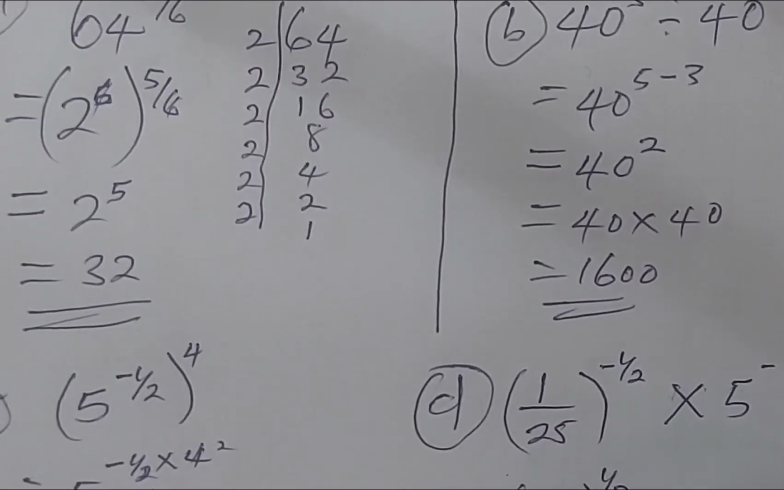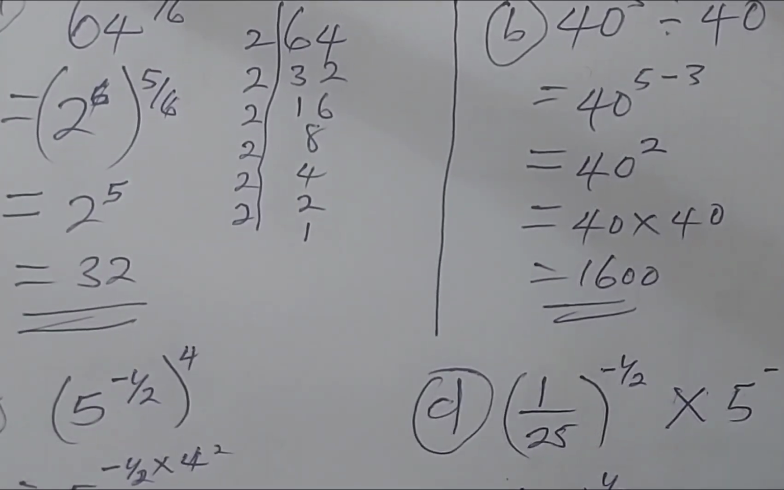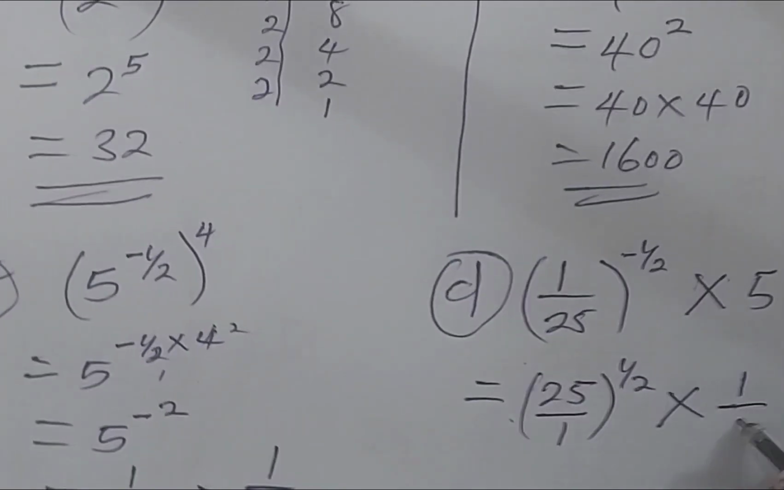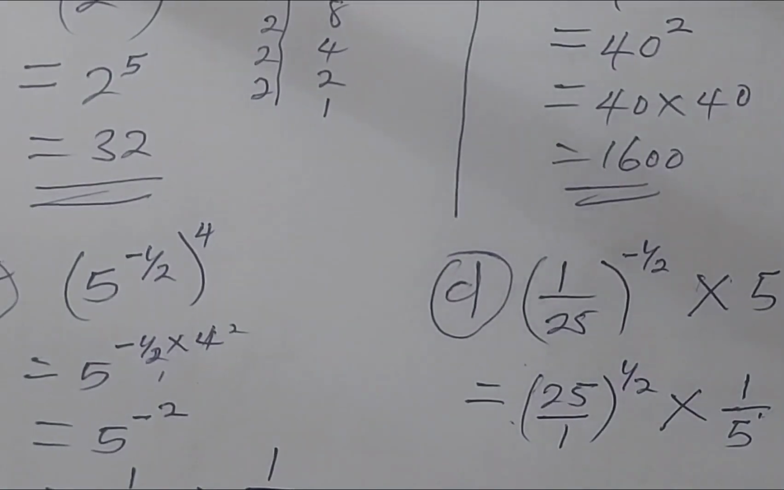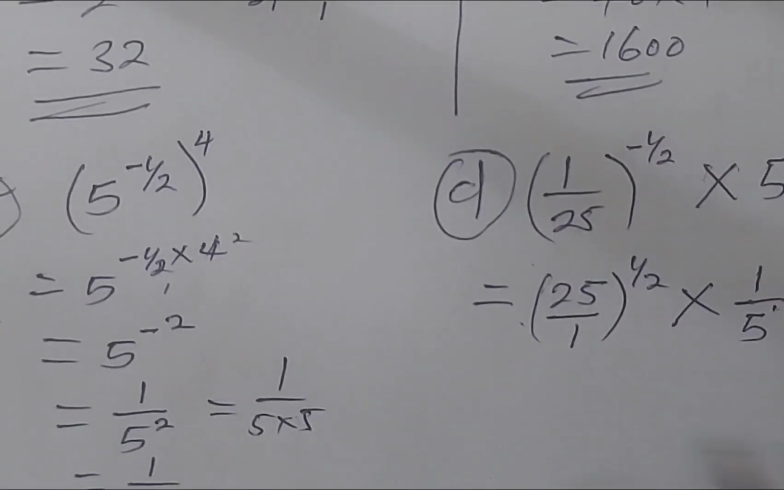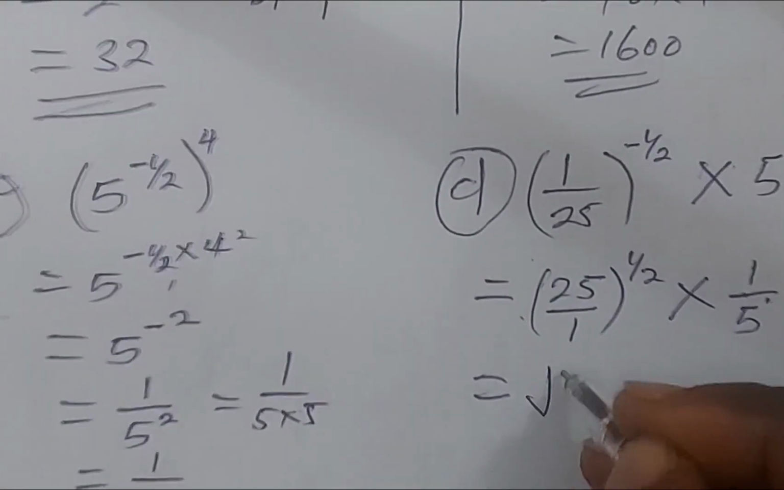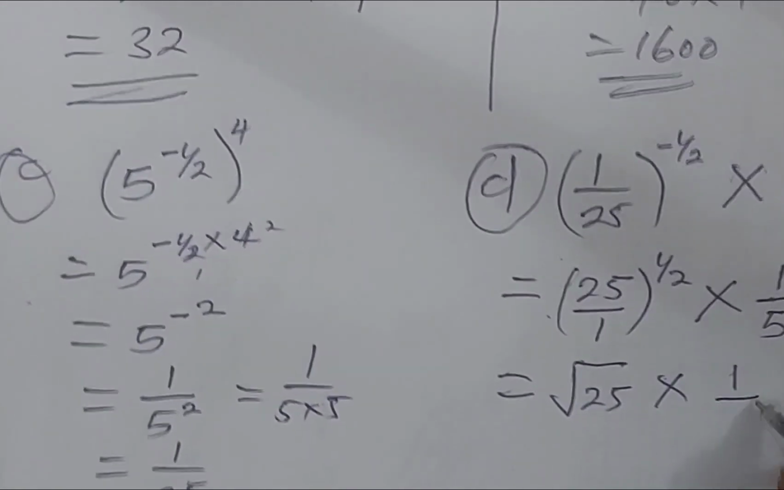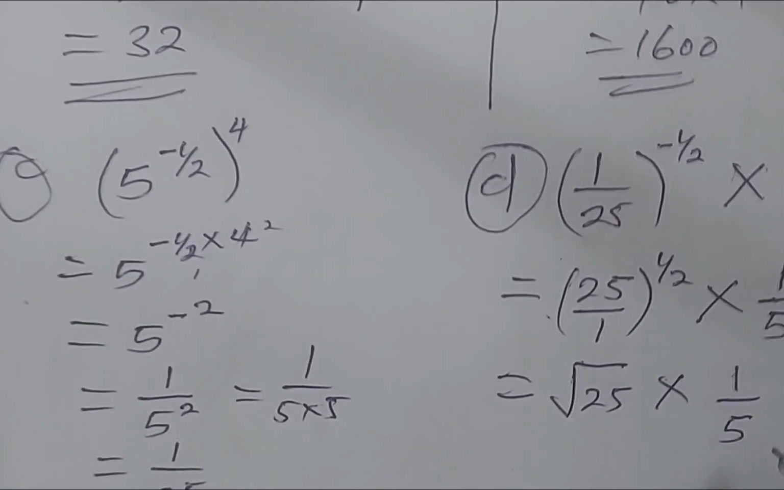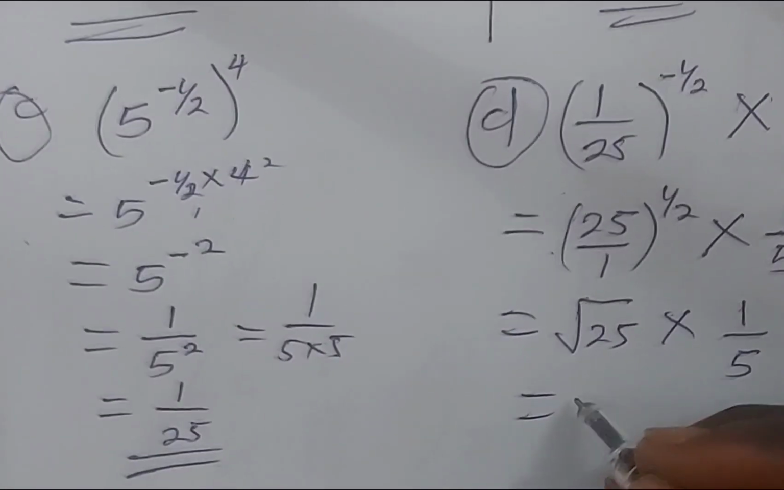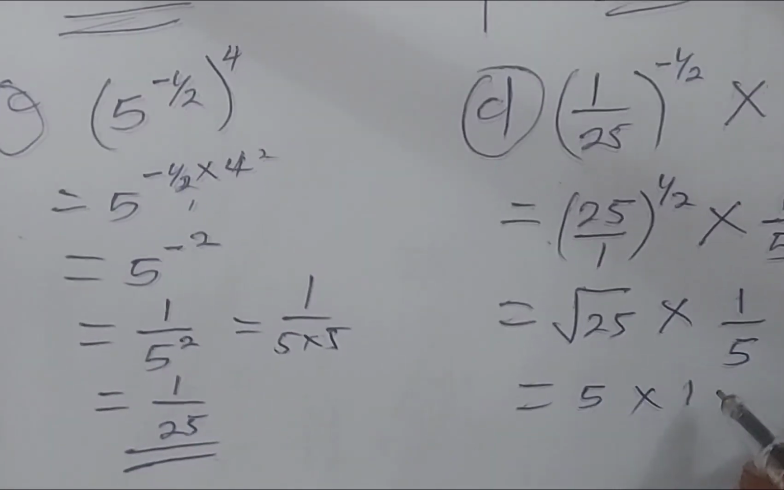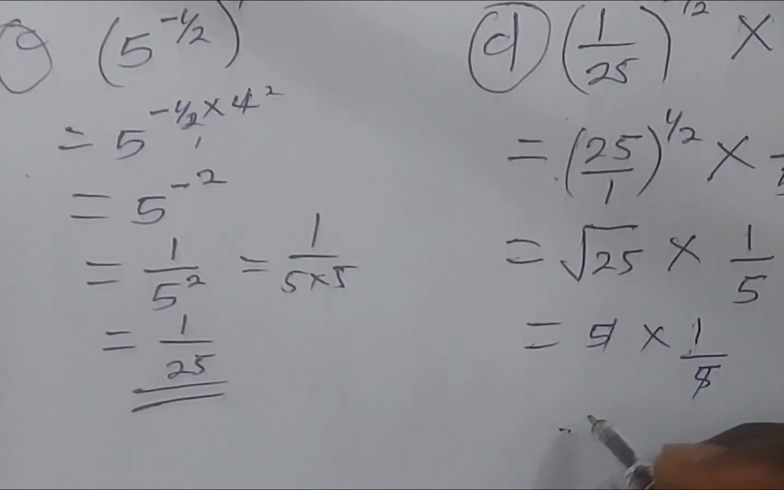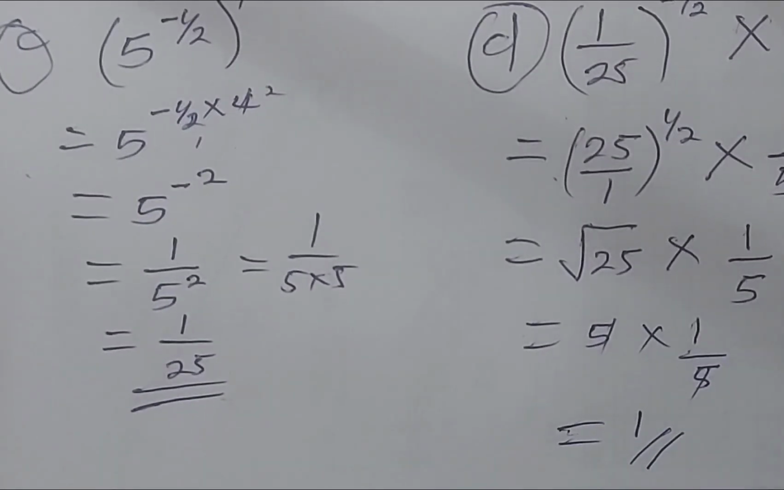Then the minus disappears, times this one, 5 raised to the power of minus 1, will be 1 all over 5 raised to the power of 1, which is still the same thing. Then you go further to apply normal mathematics: the square root of 25 is 5, times 1 over 5. 5 cancels 5. The remaining one is what? 1. That's your answer.